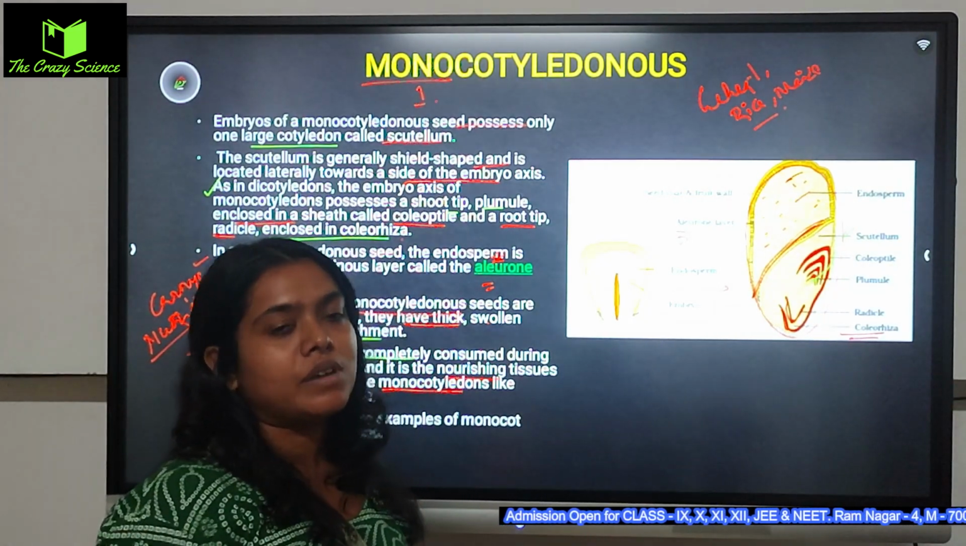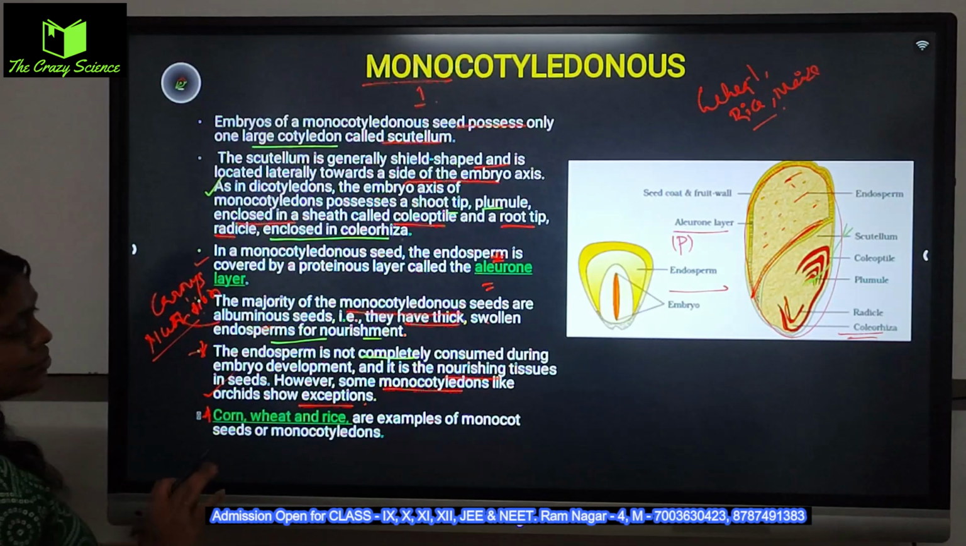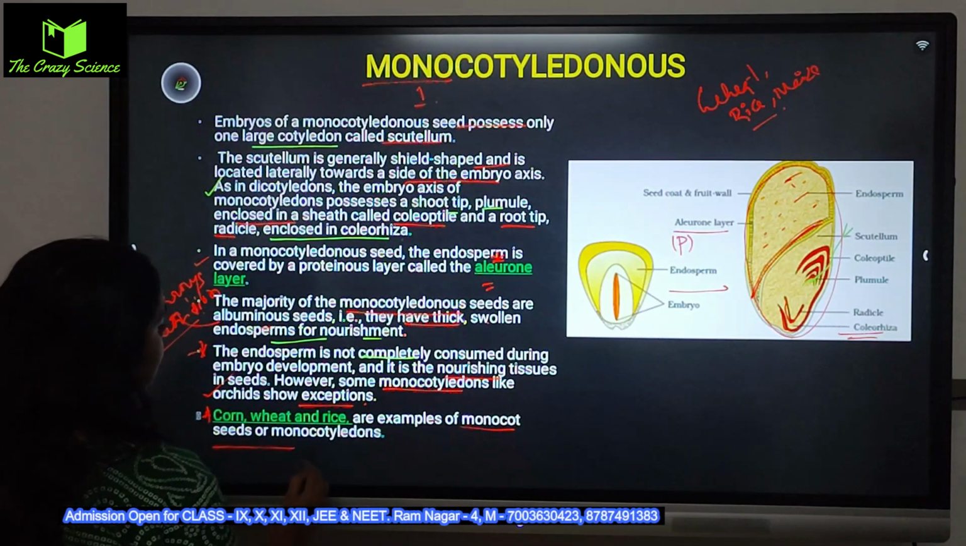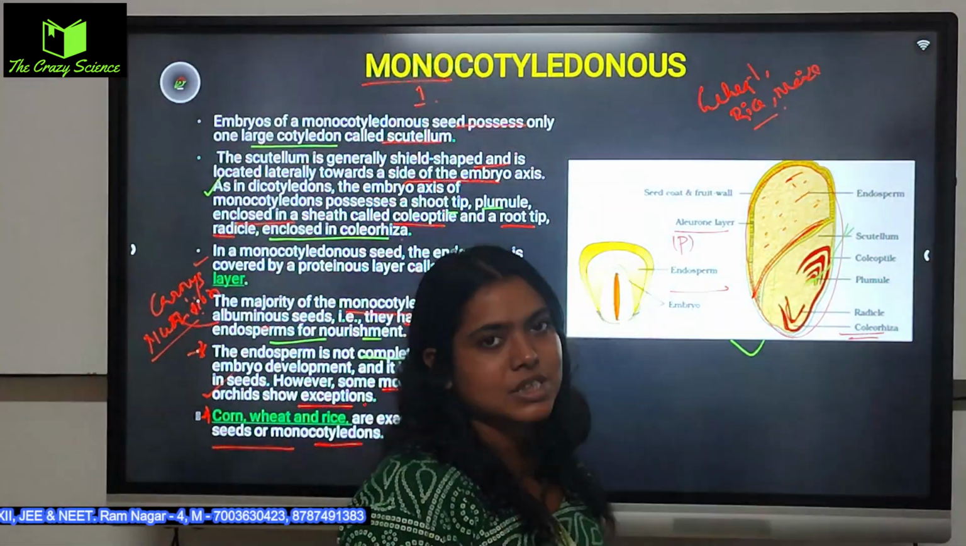All right, corn, wheat and rice. As I said, corn, wheat, rice, maize, all of these are monocot seeds and monocotyledonous, and they show that this structure is very important.